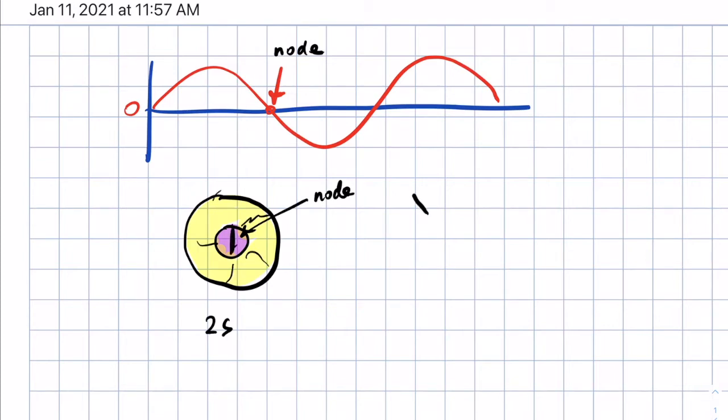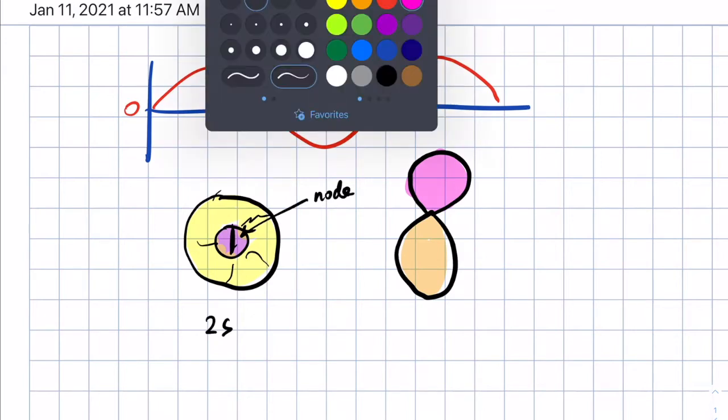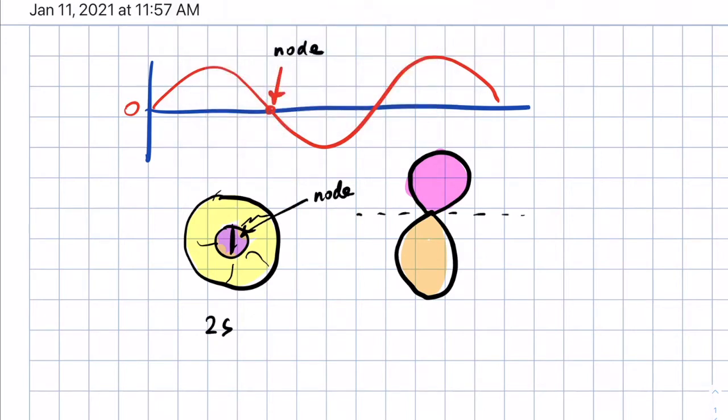Sorry. The node becomes more visible in a 2p orbital, so we'll use shading to indicate that the wave function has opposite signs on either side of this node. The node is this plane that's sort of perpendicular to that 2p orbital lobe.